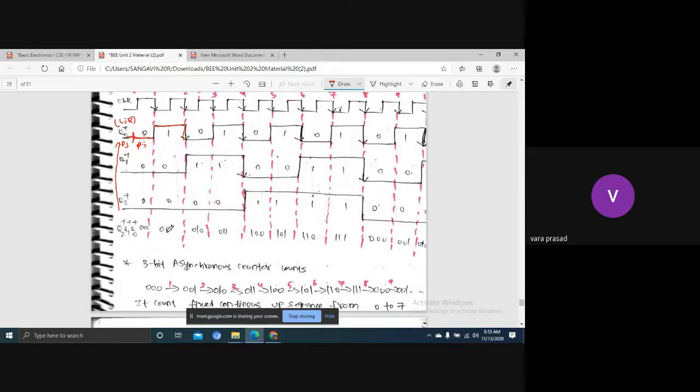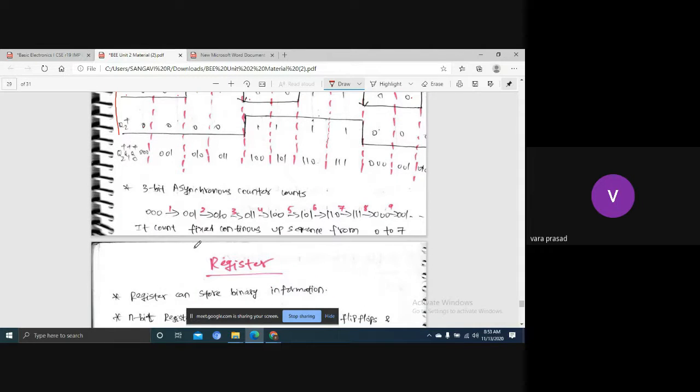Now if you observe here, this asynchronous counter counts a fixed continuous sequence. See here: 0, 1, 2, 3, 4, 5, 6, 7. Again 0, 1, 2, 3. Understanding or not? It counts a fixed continuous sequence from 0 to 7. They can ask 3-bit or 2-bit.